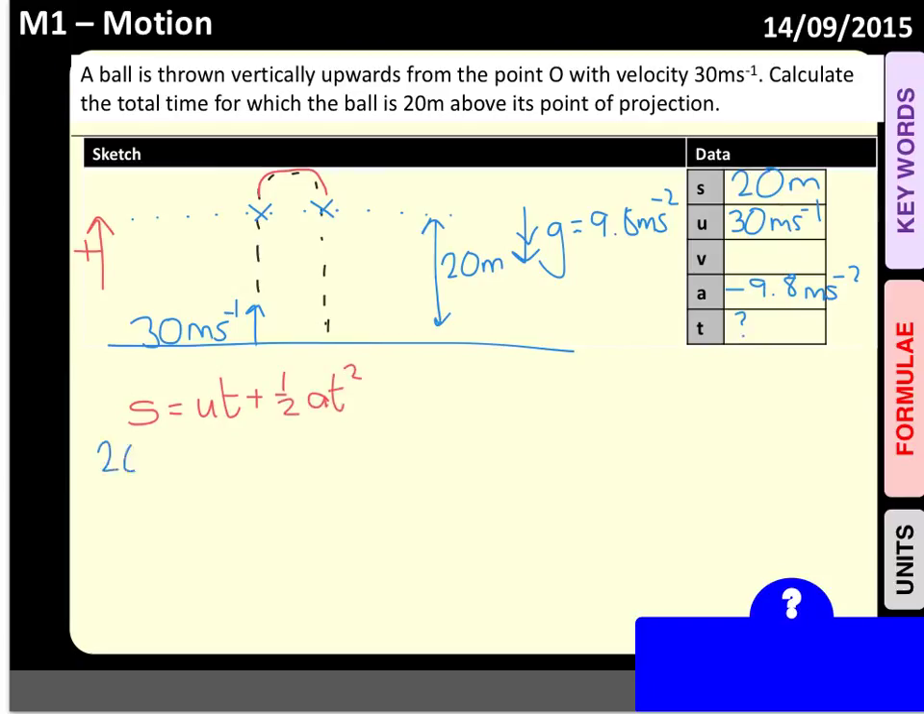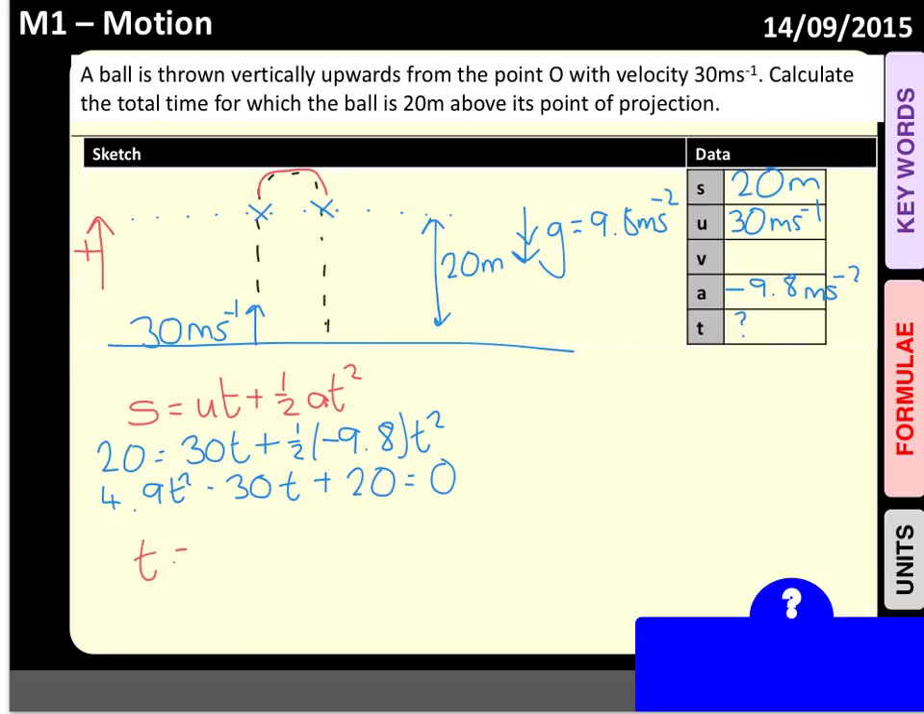Subbing in, 20 equals 30t plus a half times minus 9.8 t squared. Okay, again I can spot that t squared term. I'm looking at a quadratic, so I'm going to rearrange and make it equal to 0. So 4.9 t squared minus 30t plus 20 equals 0. And I'm expecting to use my quadratic formula. Hopefully you are starting to remember this formula now.